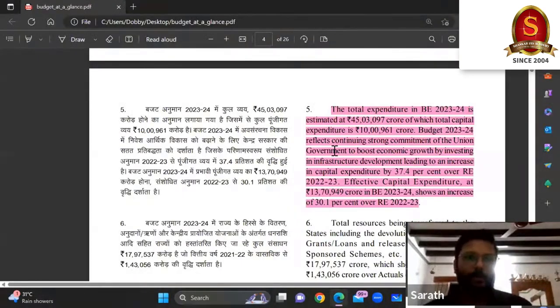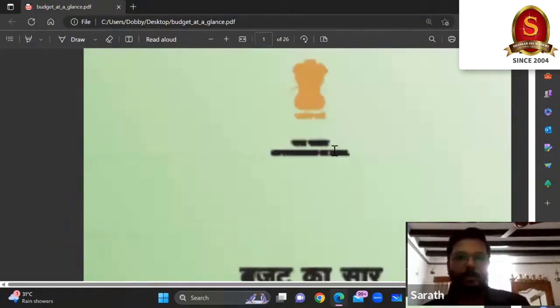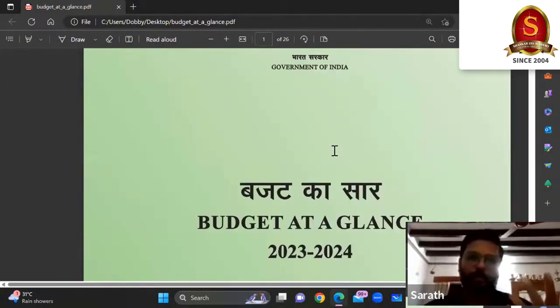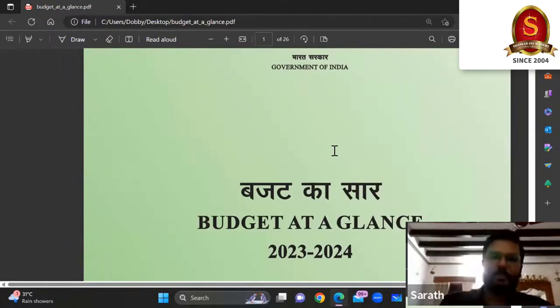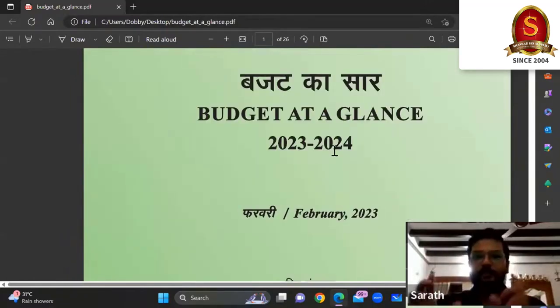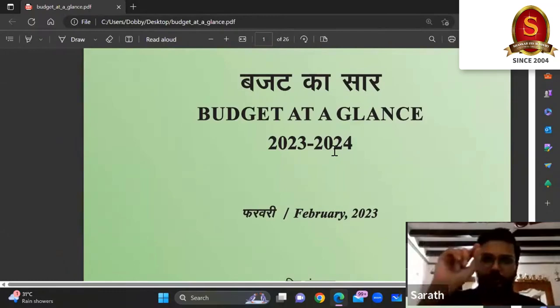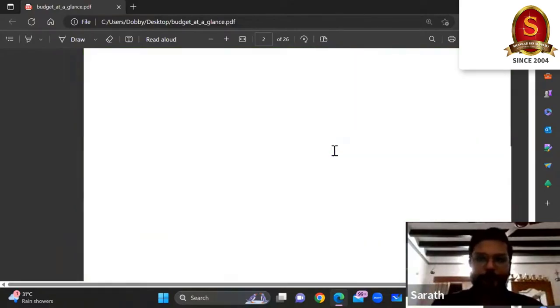Look at this, this is the budget document. All I have done is, there is a document called Budget at a Glance. You're all familiar with the government's budget website, Indian Budget. Just type Indian Budget, you will go to this website. You can download this document called Budget at a Glance. Look for the full, complete document. It's about 26 pages. Just take a look at that.